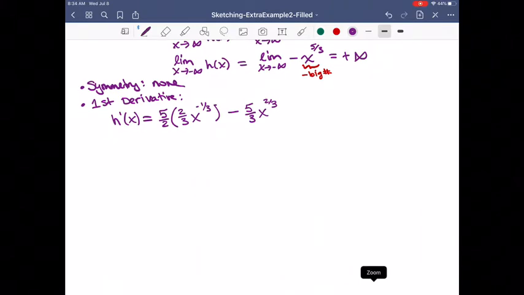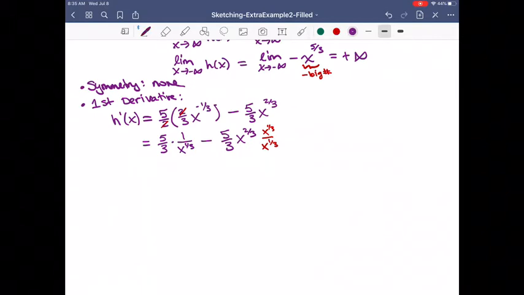Okay, now this is hard to work with, so I'm going to rewrite it. First of all, this 2 and this 2 cancel, so this is just a 5/3. And now x to the negative 1/3 is 1 over x to the positive 1/3, minus 5/3 x to the 2/3. If I want to make a common denominator to put these together, I'd have to multiply the second term by x to the 1/3 over x to the 1/3.